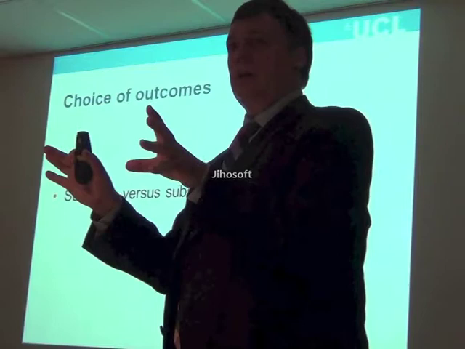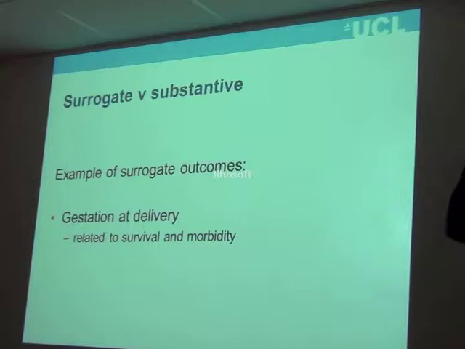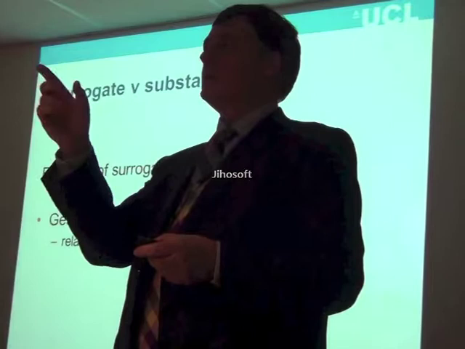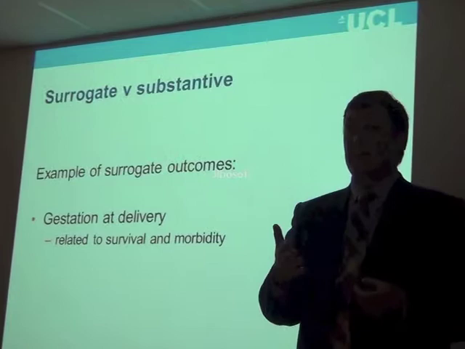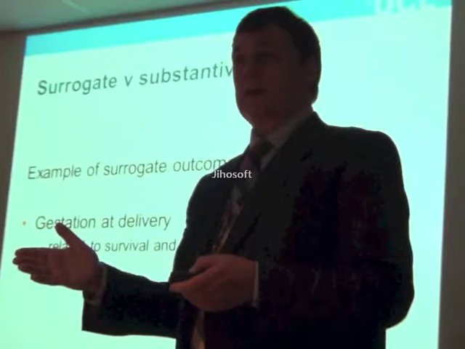So I'll give you an example. Gestational delivery. How many obstetricians in the audience? Yeah, a few obstetricians. We do lots of tocolytic therapy. I'm never quite sure why we do tocolytic therapy. So when women present in preterm labour, we give them drugs to try and stop them contracting so that we can delay the time that the baby's born. Because gestational delivery is a really good marker of how well the baby does.